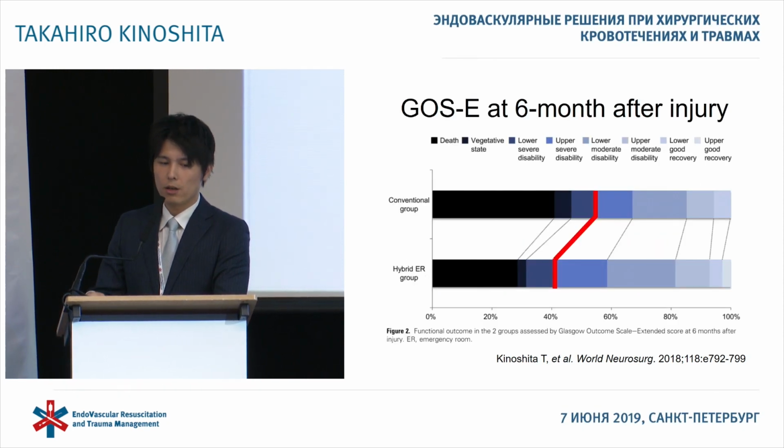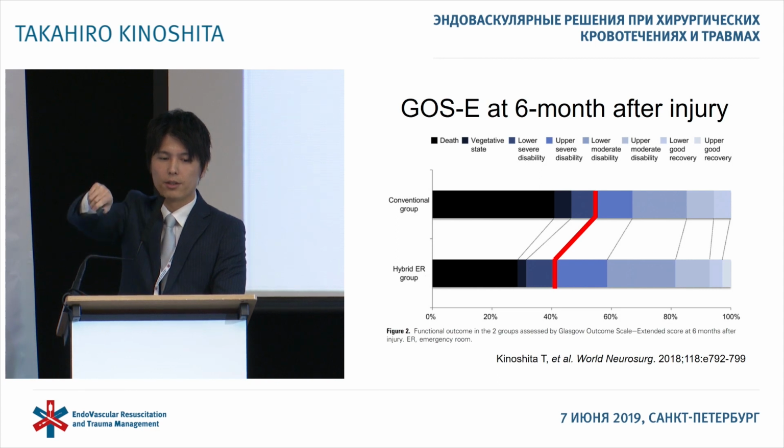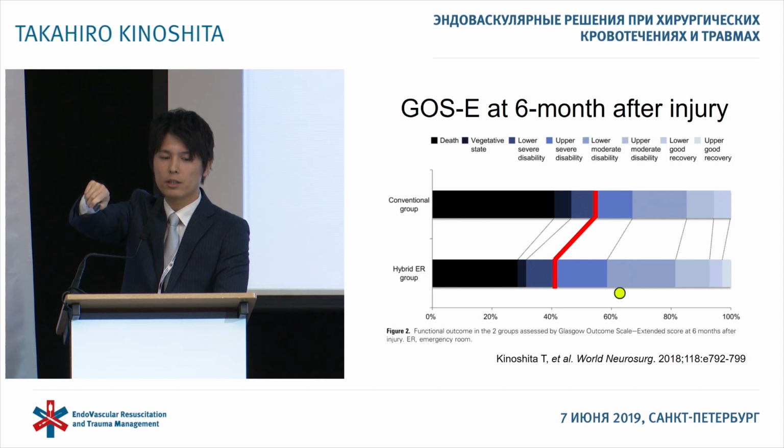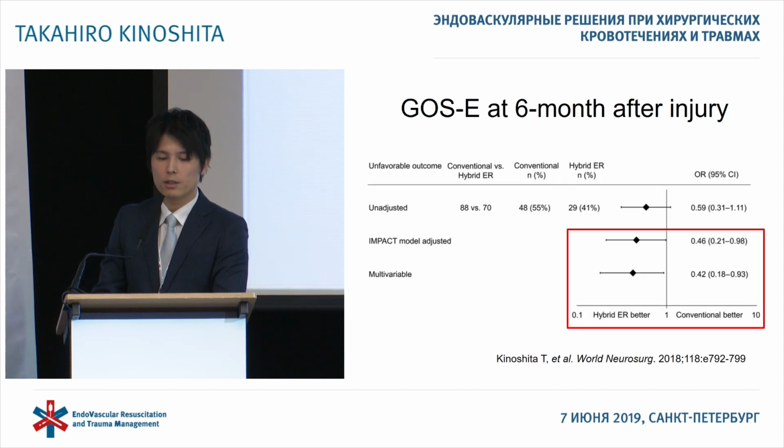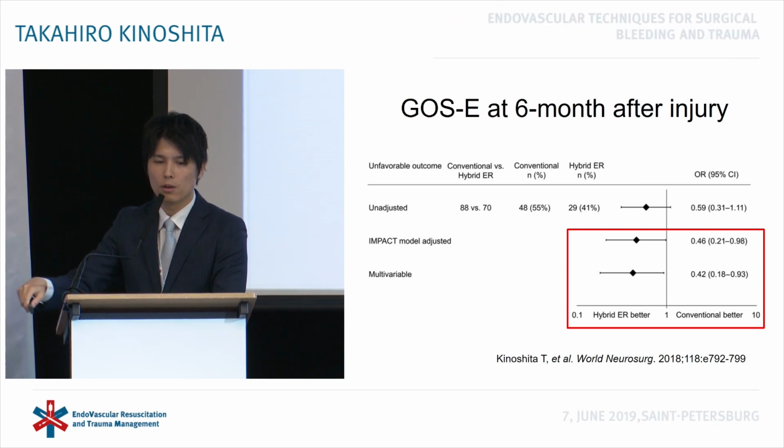So this is the result. As you see, deaths and vegetative state were decreased, but instead, severe disability, moderate disability, and good recovery were increased. And after adjustment for baseline severity, the hybrid ER group was significantly associated with improved functional outcome.